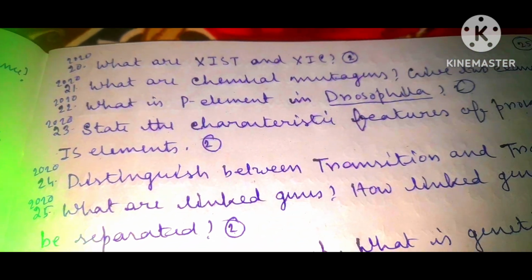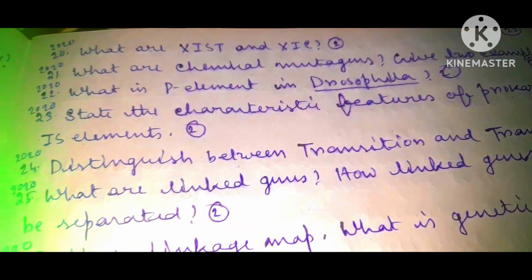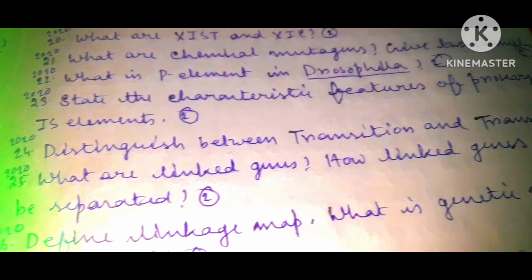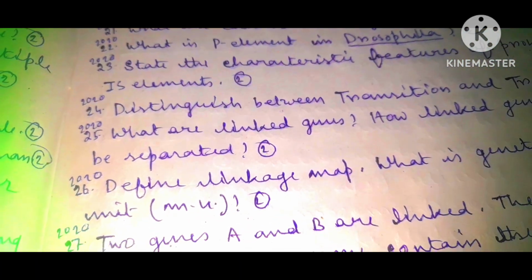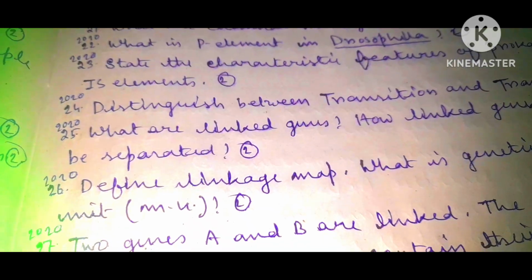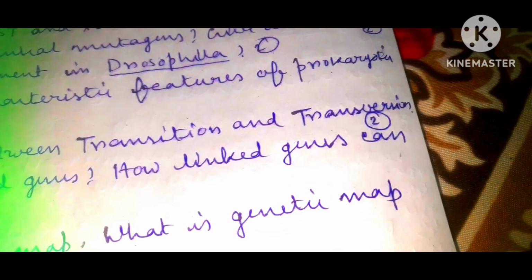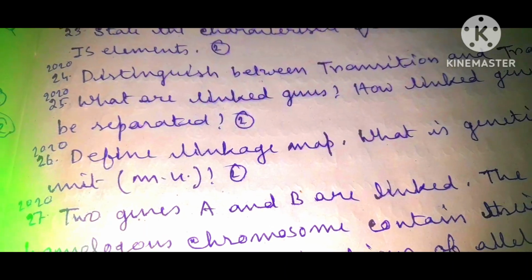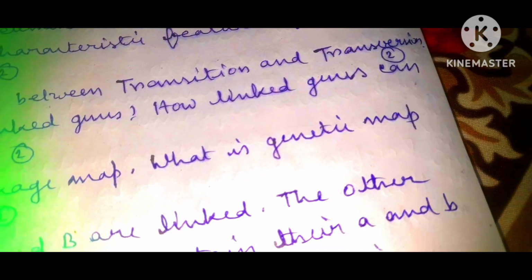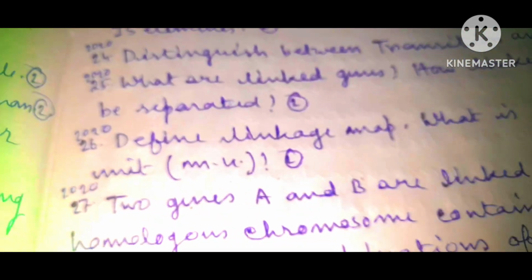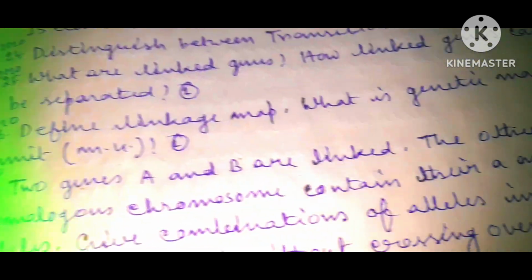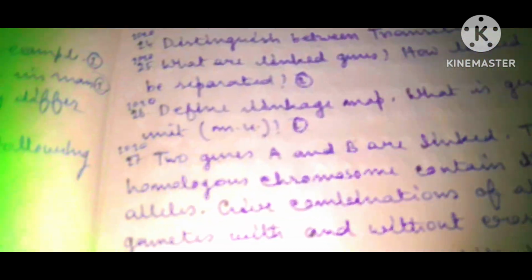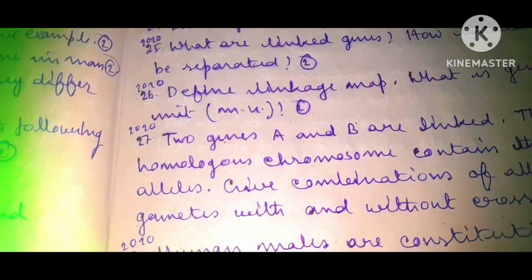What is P element in Drosophila, carrying 2 marks? State the characteristic features of prokaryotic IS elements, carrying 2 marks. Distinguish between transition and transversion, carrying 2 marks. What are linked genes? How linked genes can be separated, carrying 2 marks. Define linkage map. What is genetic map unit, carrying 2 marks.